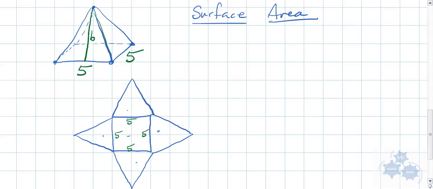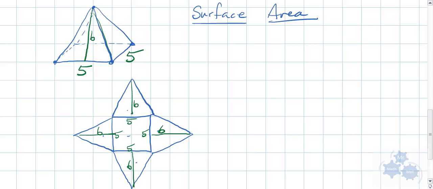Now, where is the slant height on the net diagram? Is it here, this height, this length, or is it here, or is it here, this one? Which one? The first one, second one, or third one? Yes, it's the second one. Very good. So this is 6 units right here. Okay, and of course that's the same for all of them.